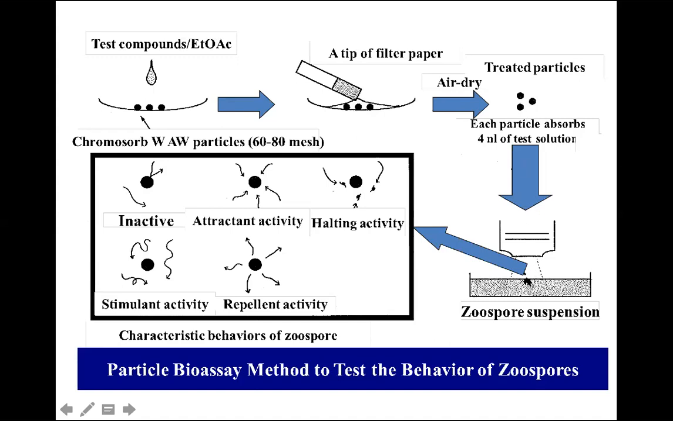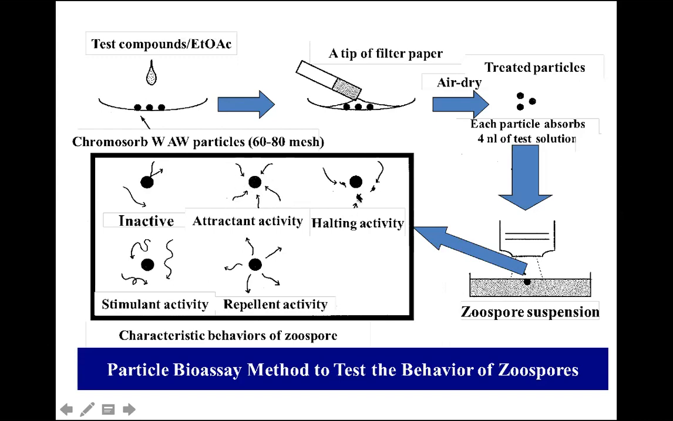When you drop the particle, as it is porous, it floats on the water containing the zoospore suspension, and it diffuses the compound coated on its surface. So it gradually makes a gradient. If the compound is bioactive on zoospores, then the zoospores respond. In case of an inactive compound, the zoospores cannot sense it. But if it is attractive, all the zoospores are attracted toward the particle, and around the particle you can see a mass of zoospores.